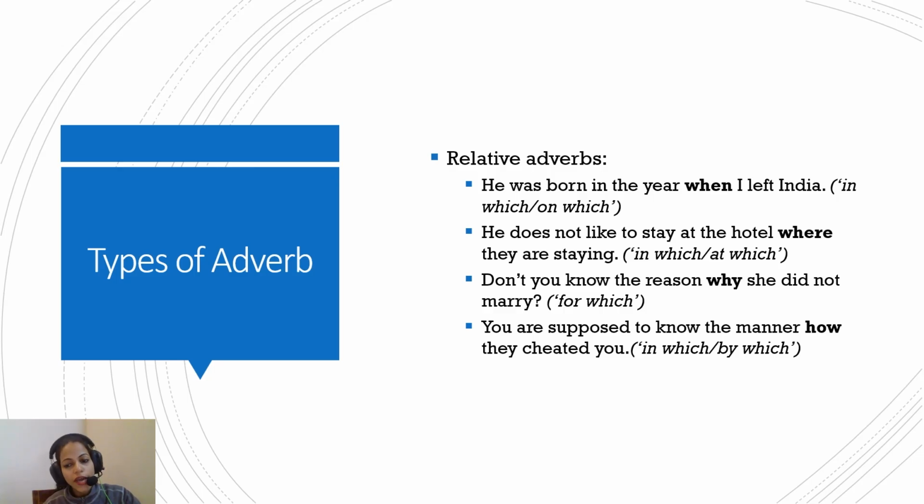Don't you know the reason why she did not marry? So here again, don't you know the reason and why she did not marry are being joined by the adverb, that is why. So these kinds of adverbs are relative adverbs. Similarly, you are supposed to know the manner how they cheated you. So here how is joining the two clauses: you are supposed to know the manner, and they cheated you. So these are the adverbs that join two clauses.